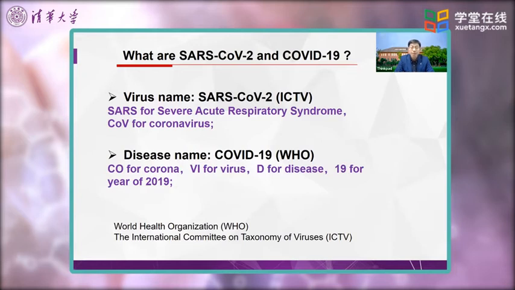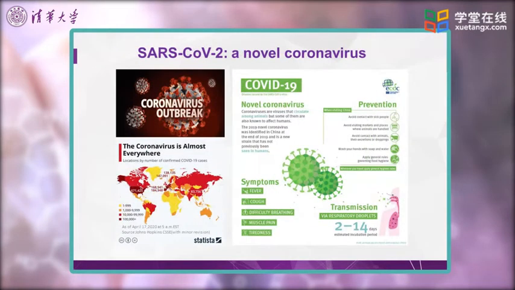COVID-19 is the name for the disease. It's named by WHO. CO stands for corona, VI for virus, D for disease. 19 means the outbreak year of 2019. To make it easier for the audience to follow, I will just call SARS-CoV-2 the novel coronavirus in my talk.